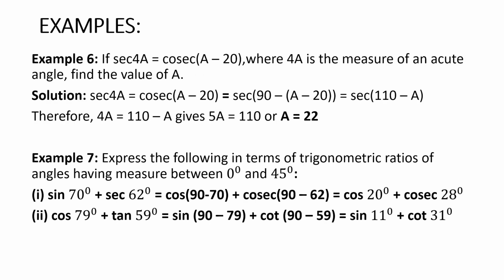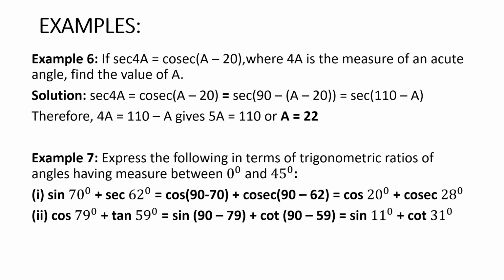Now some examples to make the idea of trigonometric ratios very clear. If sec of 4a is equal to cosec of a minus 20, where 4a is the measure of an acute angle, find the value of a. Sec of 4a is equal to cosec of a minus 20. This is given to us.